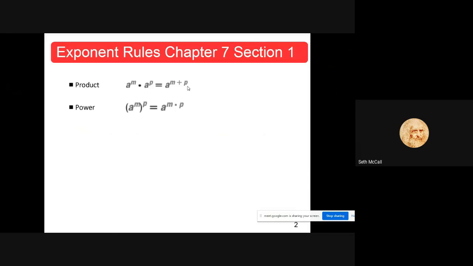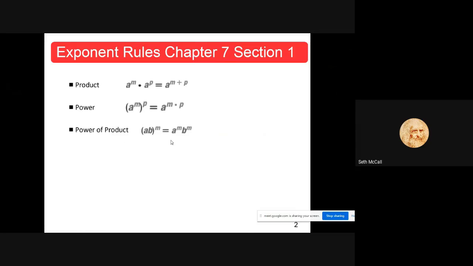The next property that we discussed was called the power property. So when you have a base to a power and then that all is taken to a power, you multiply the powers together. That was from chapter 7, section 1.